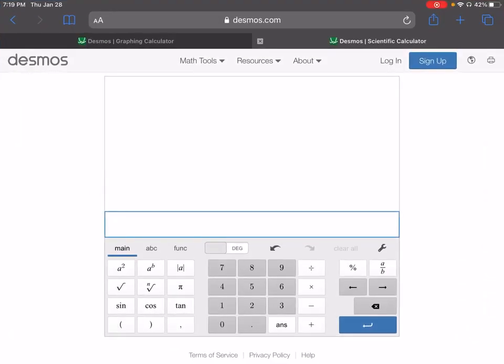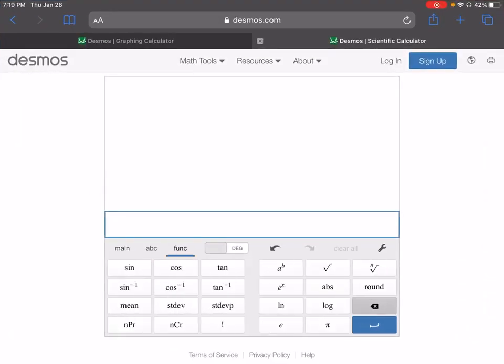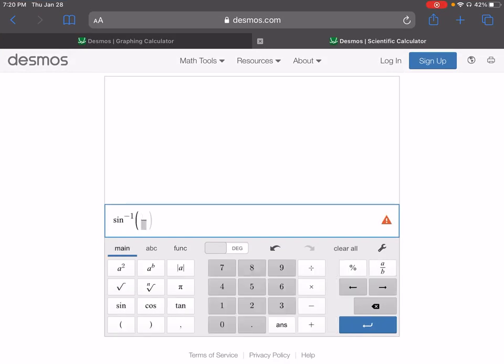All right, so let's clear it all. Let's go to the function, hit sine inverse, go back to the main menu, hit your A over B, 3 over 7. 25.37. The 7 after the 3 would make it a 4, and so I'm going to say 25.4.